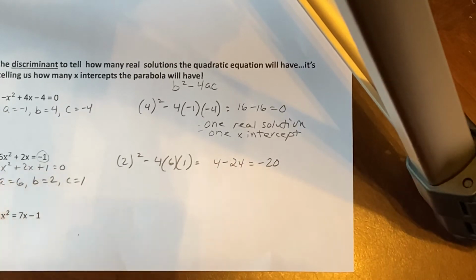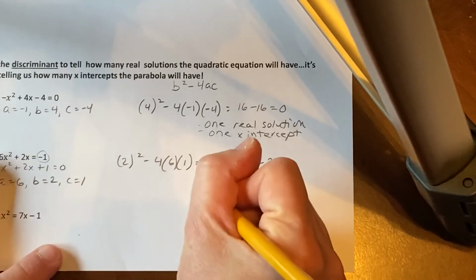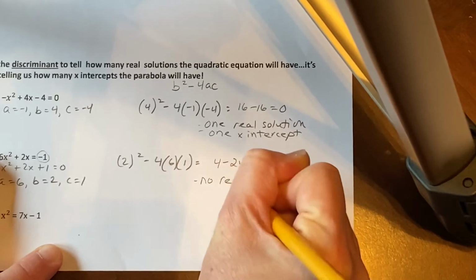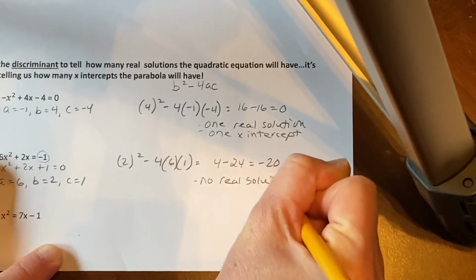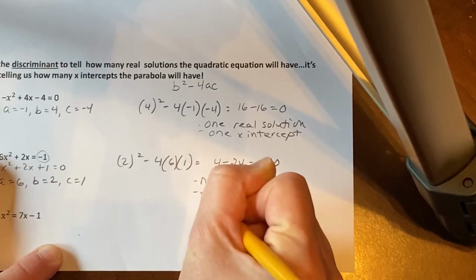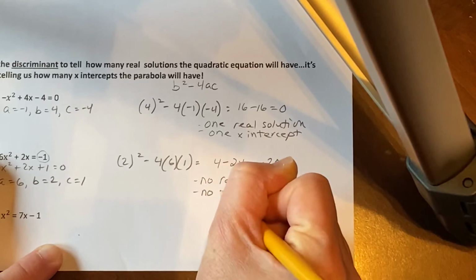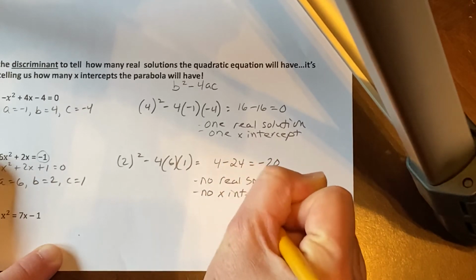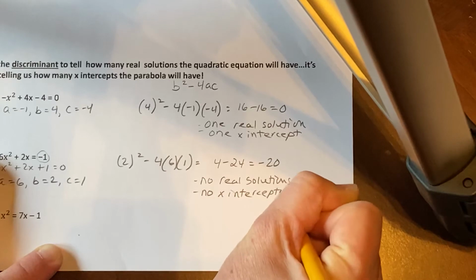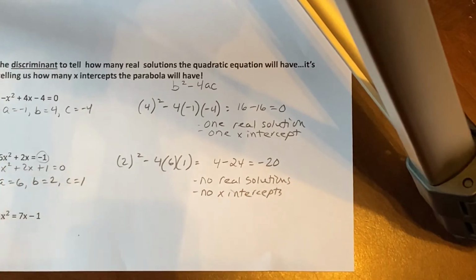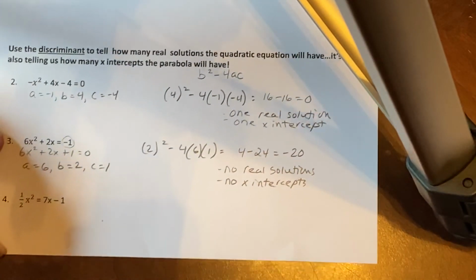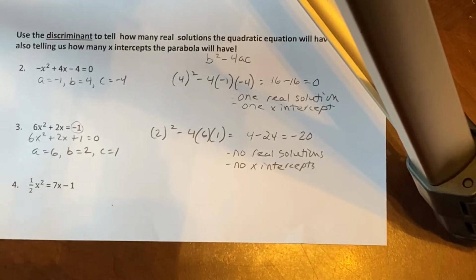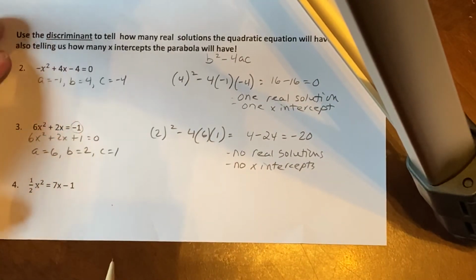That's a negative answer. So that means that we will have no real solutions. And that also means at the same time that there are no x-intercepts if we were to graph that. That just means the vertex is not going to be on the x-axis.